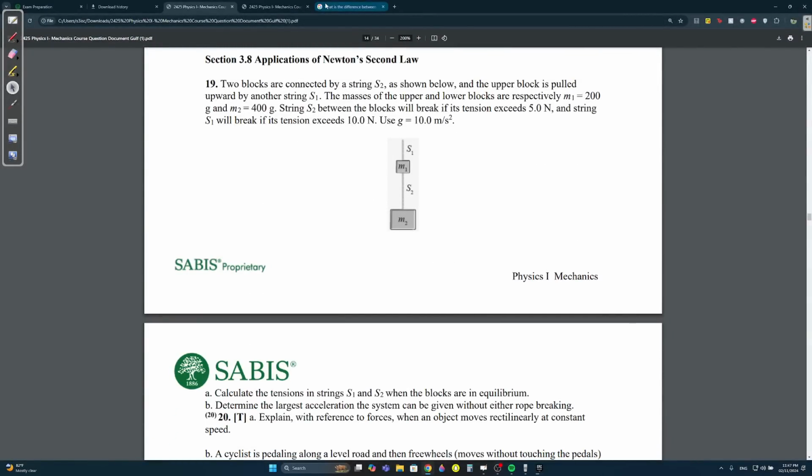We're going to draw FBDs here. Okay, these ones are very easy because we're just working with vertical force. Let's start with M2. I'm going to put M2 over here.